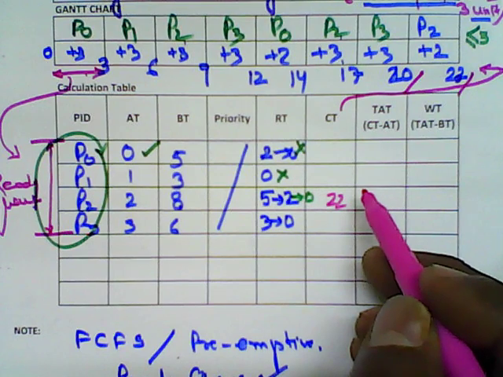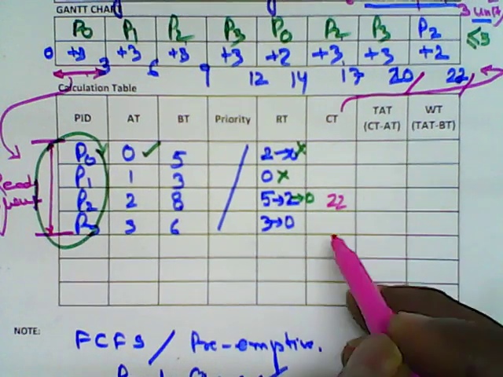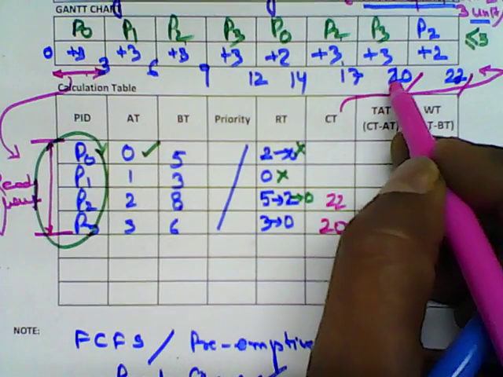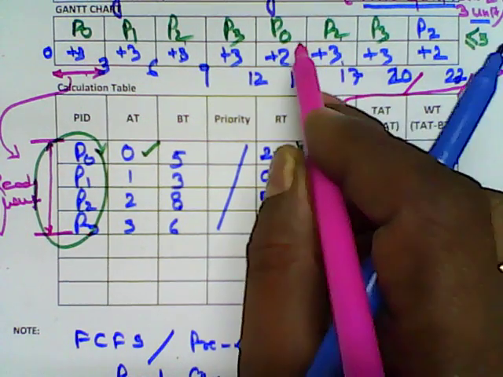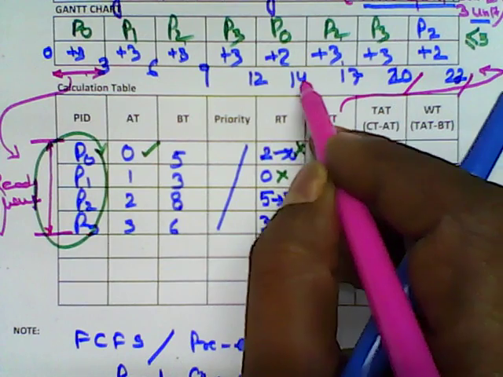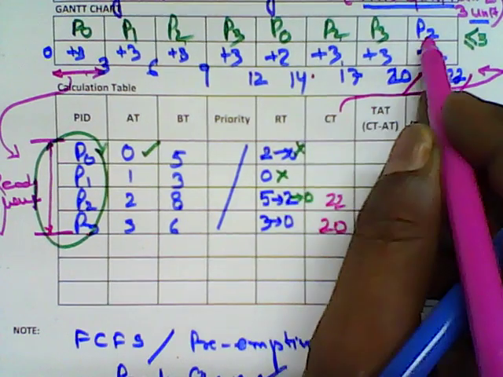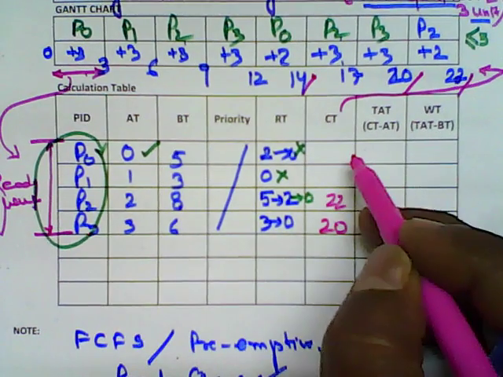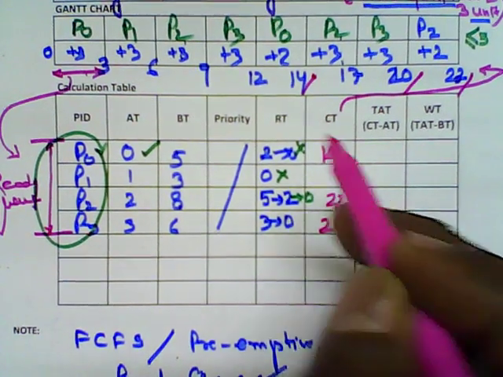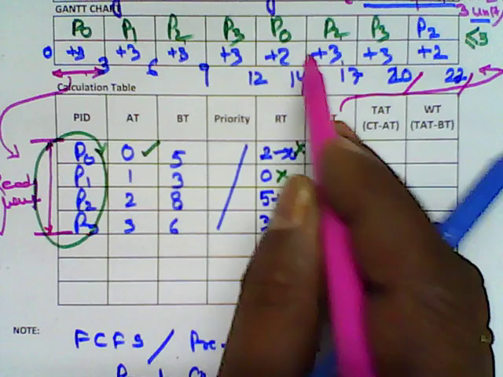Then before P3 is what? P2. This P2 we have already considered from here. Then before P2 is P0. P0 is how much? It is 14. So we put it here. Now what is remaining? P1. So we see P1 is here. So here it is 6. So we have got all the completion times.